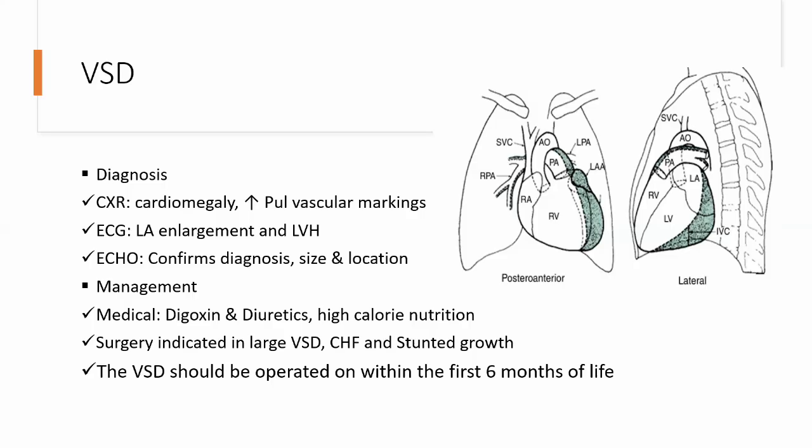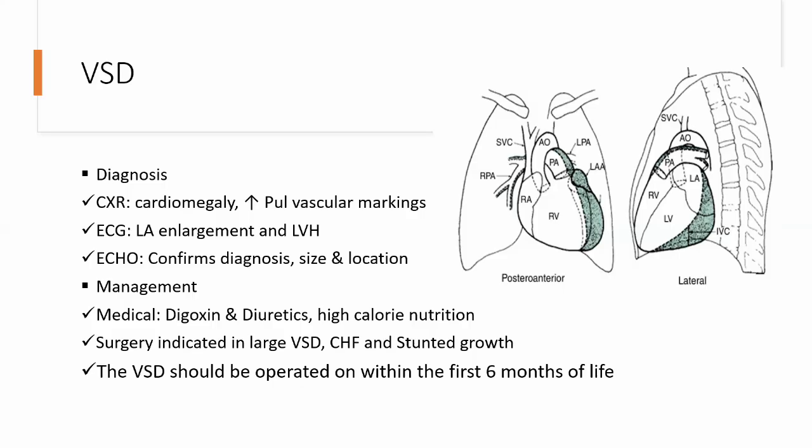So, if ever there's bilateral hypertrophy, on your x-rays you may see biventricular enlargement, also with left atrial enlargement. And in terms of management, these patients may also have some failure, so digoxin and diuretics are advised. Because their growth is stunted from poor feeding, dietitians are also involved, and they are advised to give high calorie nutrition.